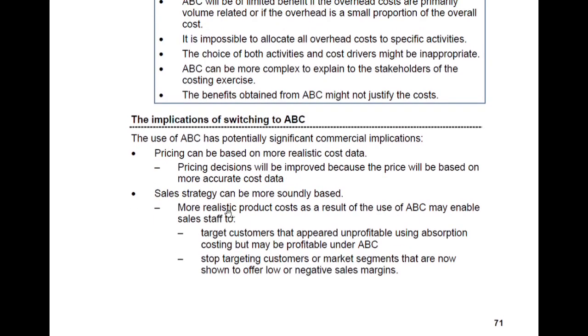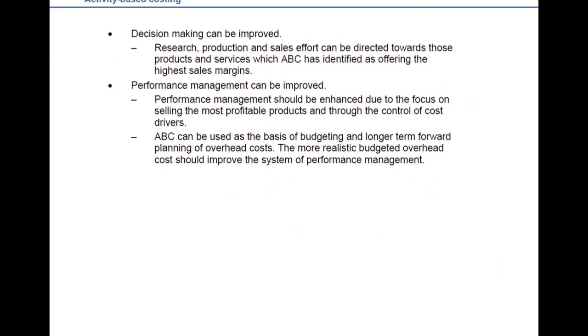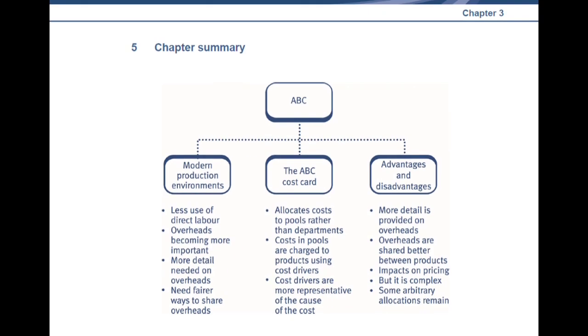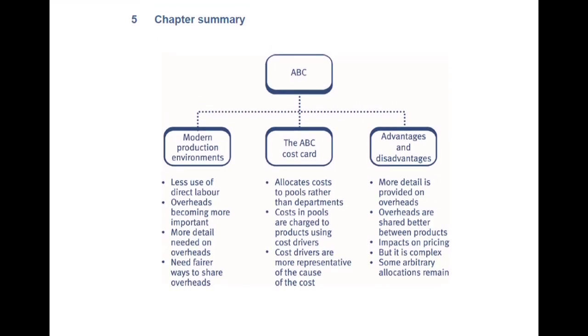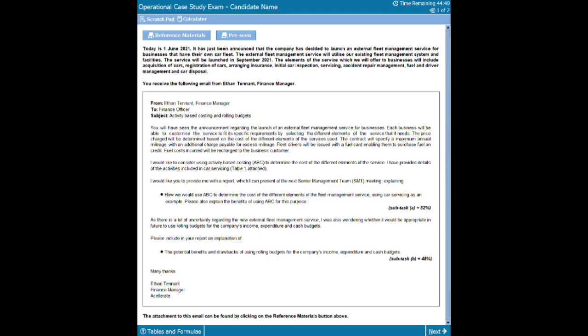Okay, so we have learned four uses or implications or consequences of having ABC. So this was the end of the chapter. Let's see what's next. We are looking at one of the past papers where you will see how we can apply ABC costing. So let's see.